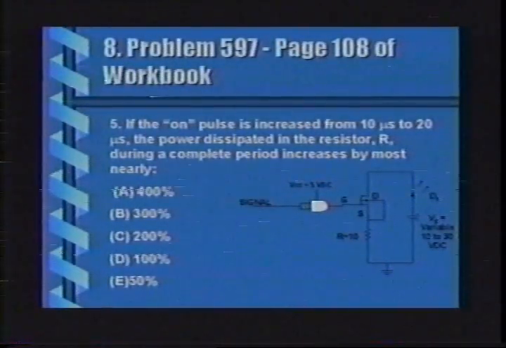Question 5 asks about the power dissipated in the resistor during a complete period if the duty cycle is doubled. So notice the on time goes from 10 microseconds to 20 microseconds. So the duty cycle is going from 10% to 20%. And we want to know what happens to the power dissipated in this resistor.